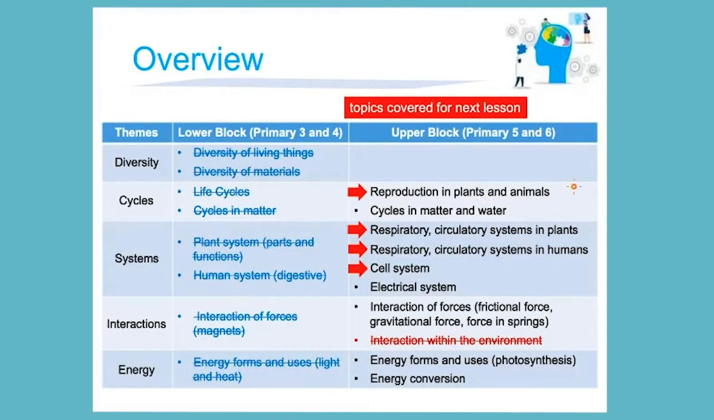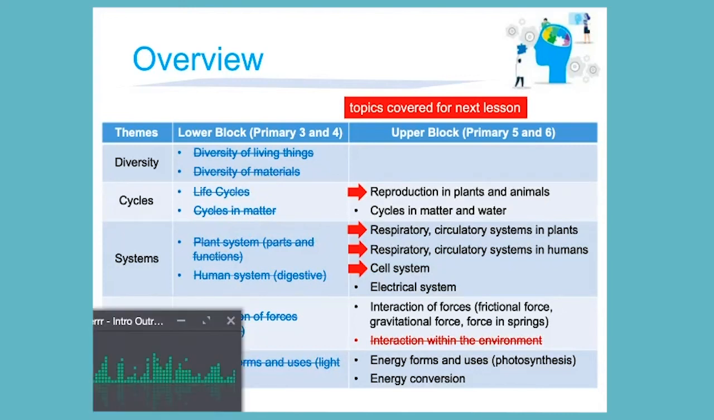These are the topics specifically that we'll be looking at: reproduction in plants and animals, the respiratory and circulatory systems in both plants and animals. We're looking at cells, so different parts of the cells, and that will be the main things that we'll cover in the next lesson.